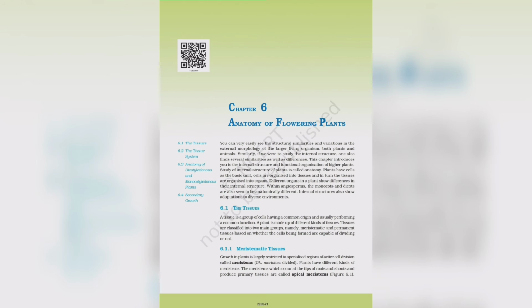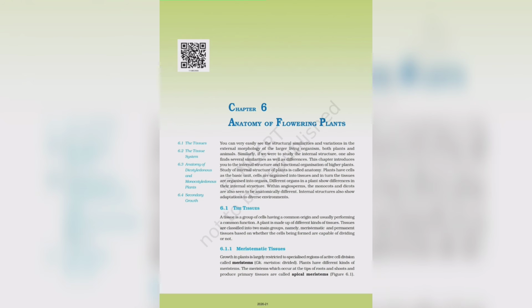6.4 Secondary growth. The growth of root and stem in length with the help of apical meristem is called primary growth. Apart from primary growth, most dicotyledonous plants exhibit an increase in girth. This increase is called secondary growth. The tissues involved in secondary growth are the two lateral meristems, vascular cambium and cork cambium.